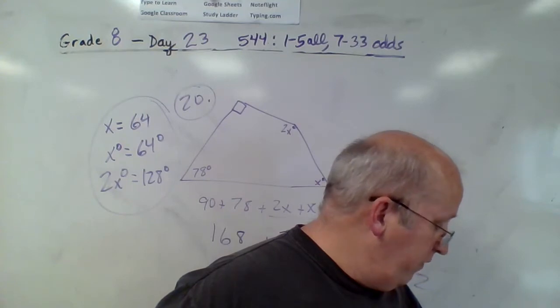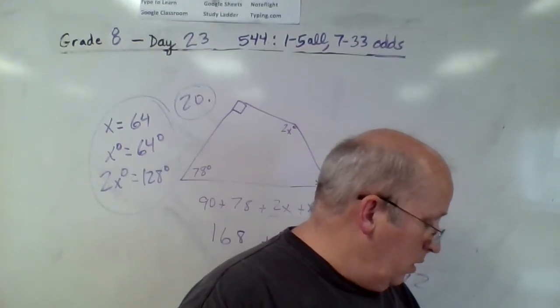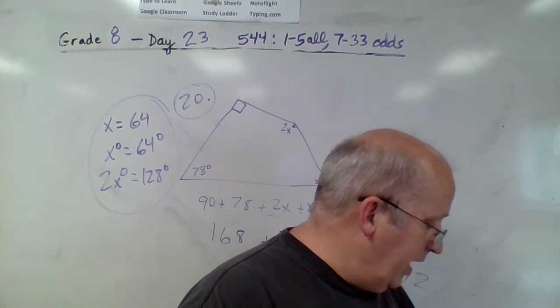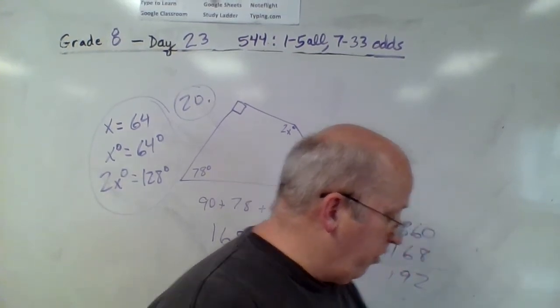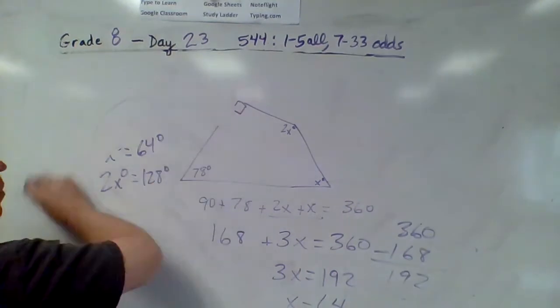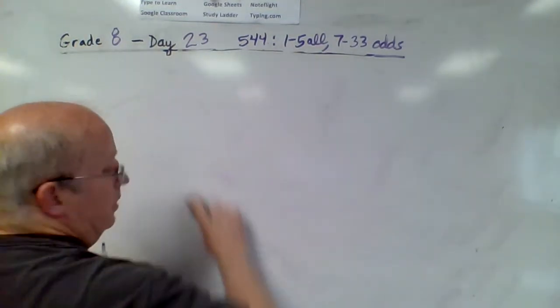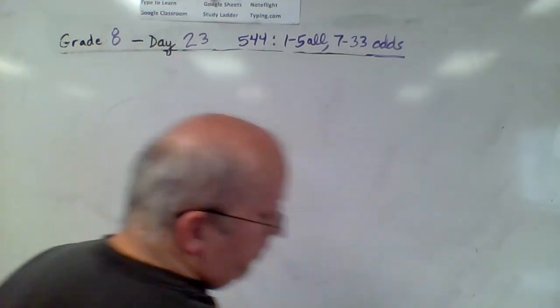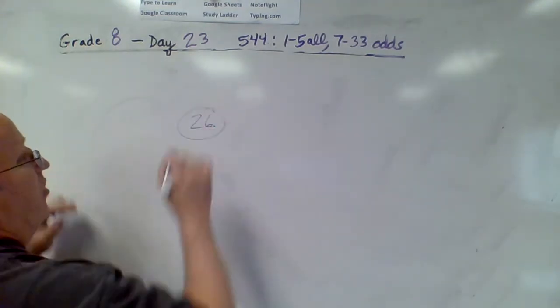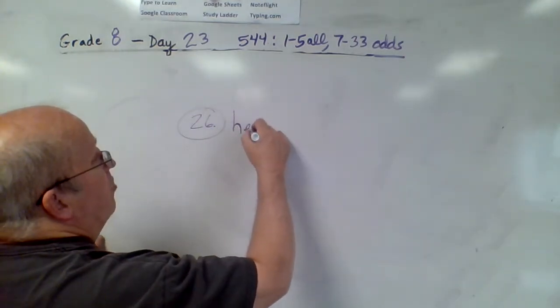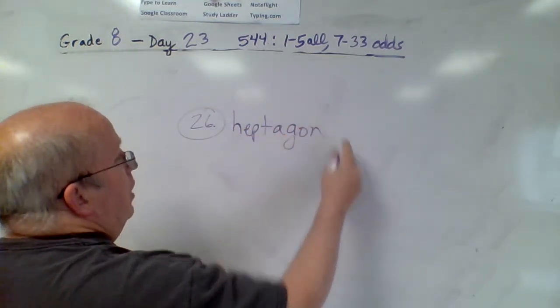Bottom of page 547. Uh-oh, be careful. They want you to find the name of the polygon and the sum of the measures of the interior angles. I wonder if you remember how to do that. That involved a formula. Let's look at problem 26. 26 is a 7-sided object. Do you remember the name for a 7-sided object? I do. It's a heptagon.